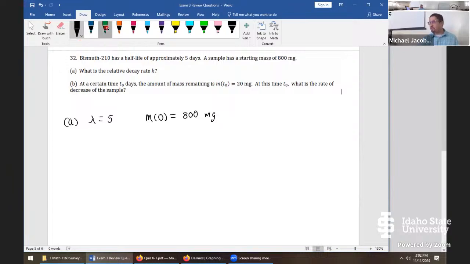But that's actually a pretty fast process. K by formula in this situation is negative natural log 2 divided by your half-life lambda. So this becomes negative natural log 2 divided by 5. So that gives us our relative decay rate. And that's all they were asking for in part A. That means we're already now on part B. Any questions, folks, on getting the decay rate here?